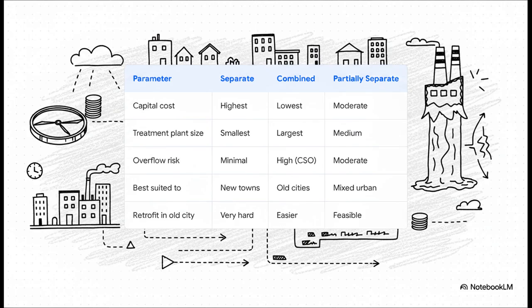The combined system has the lowest upfront building cost, but it needs the biggest treatment plant and has the highest risk of overflowing. The separate system is the exact opposite. Costs a ton to build, but you get a small, efficient plant and almost no overflow risk. And the partially separate system? Yep, it's sitting right there in the middle on pretty much every measure. The right choice really depends on a city's money, its age, and even its climate.